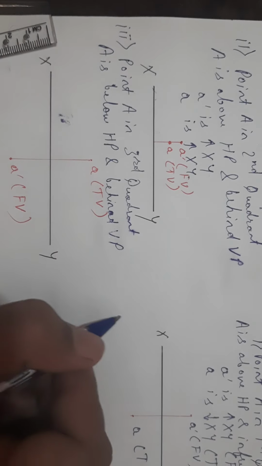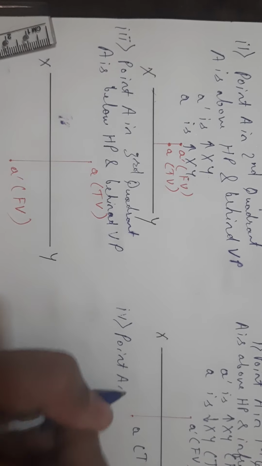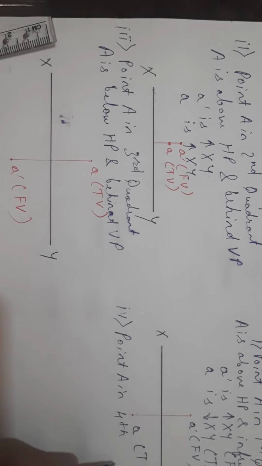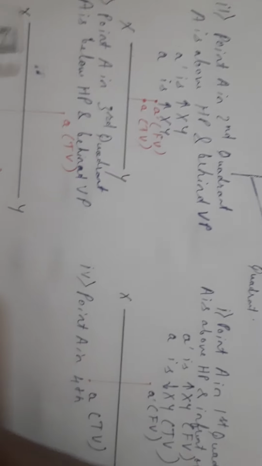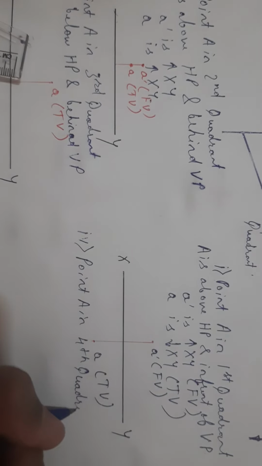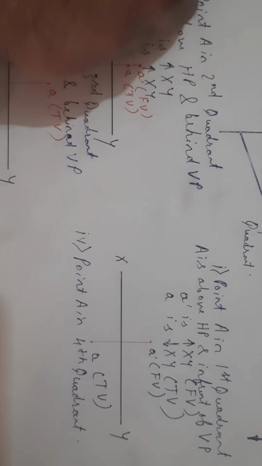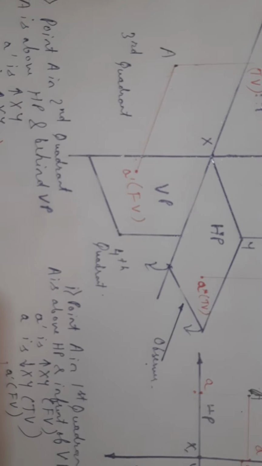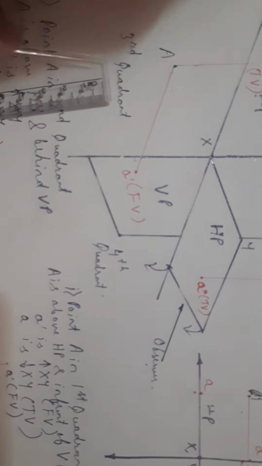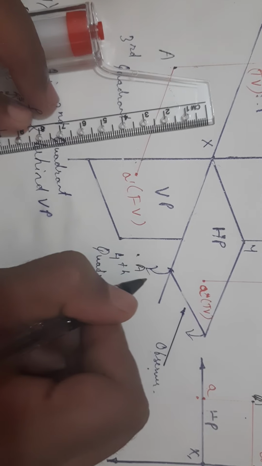Last but not the least, point A in fourth quadrant. Point A in which quadrant? Fourth quadrant. For this particular case, what do I do? Again, I go back to the 3D diagram. Look at point A in fourth quadrant. Suppose point A is located somewhere over here.